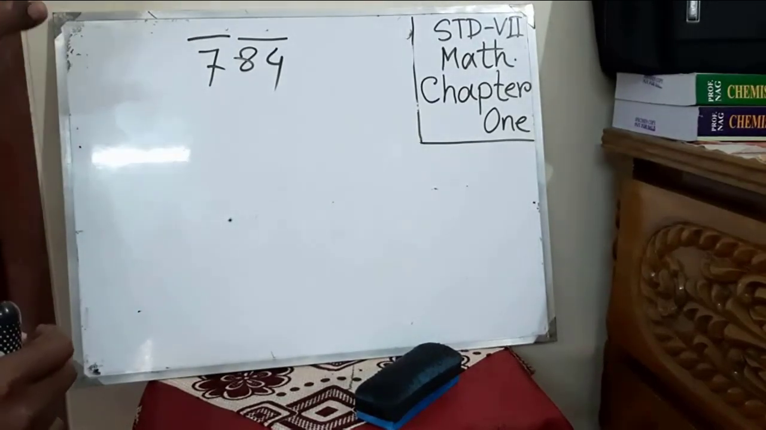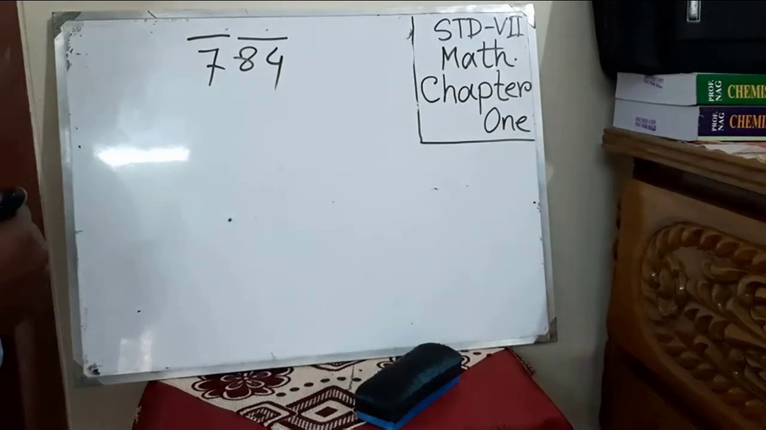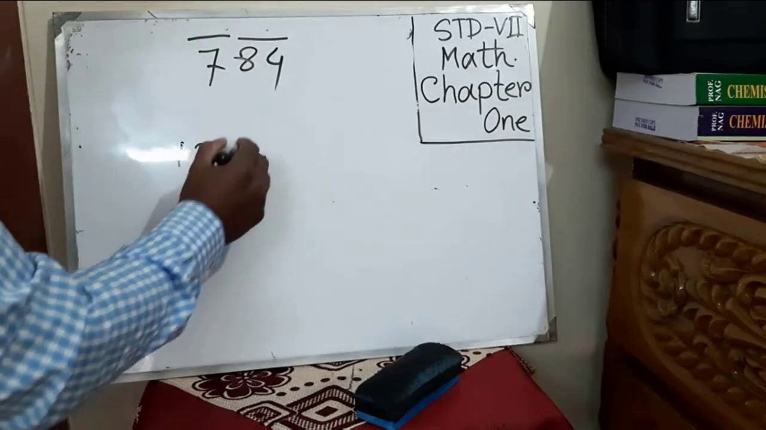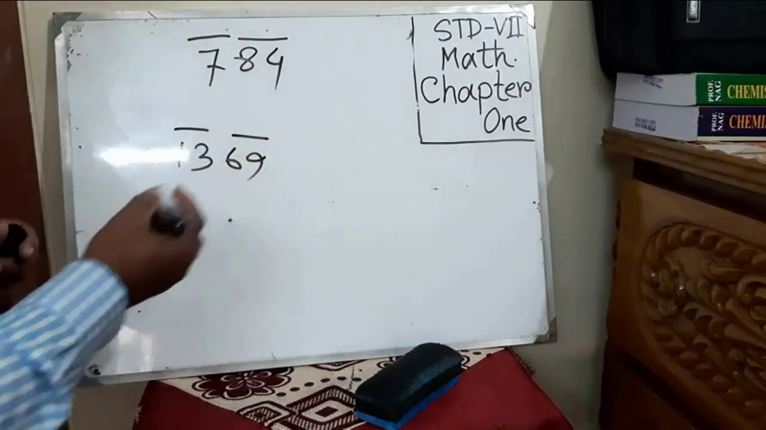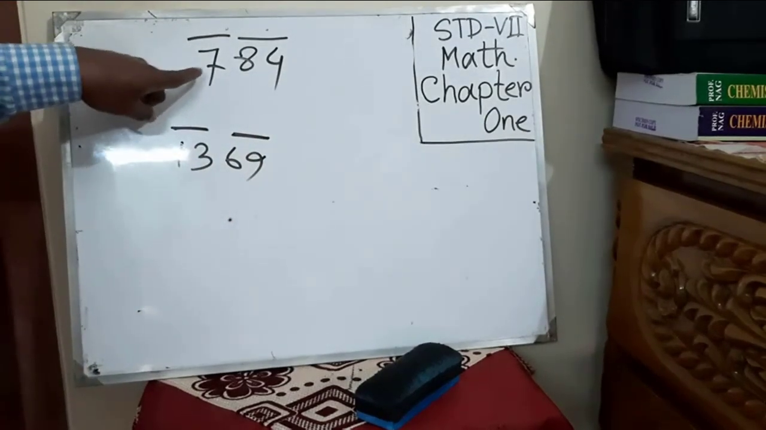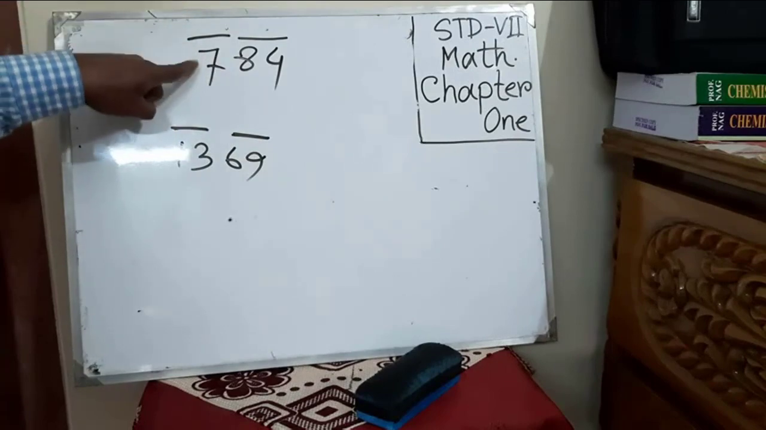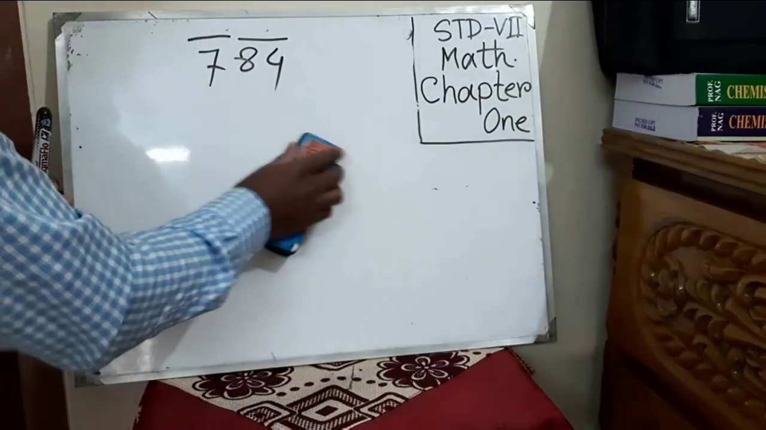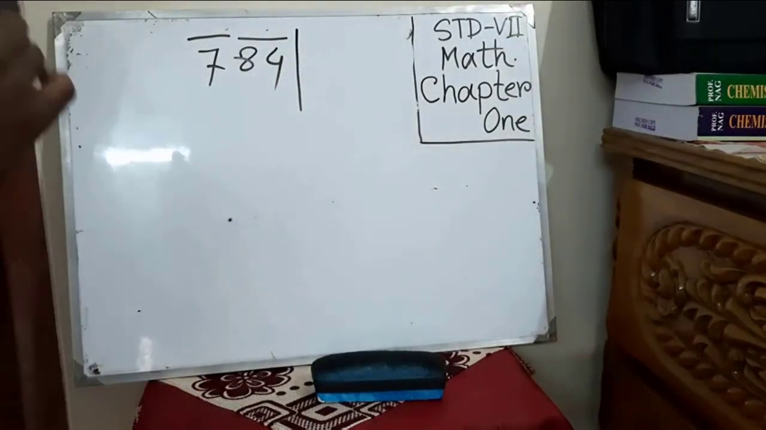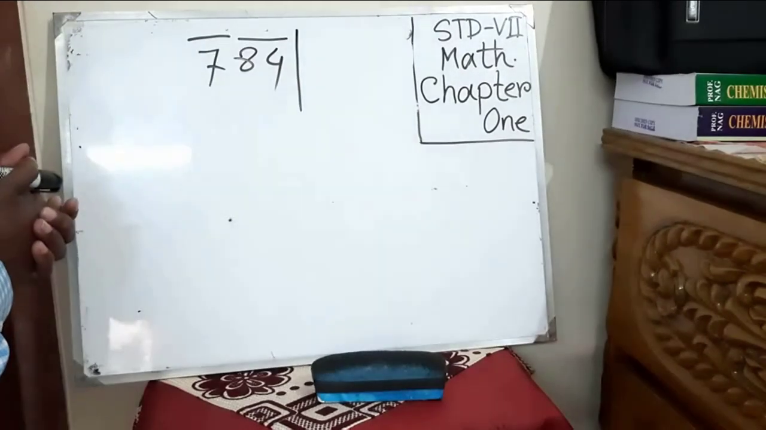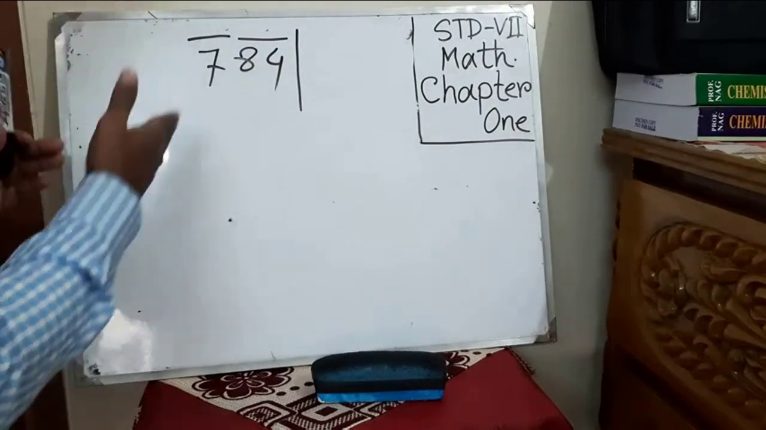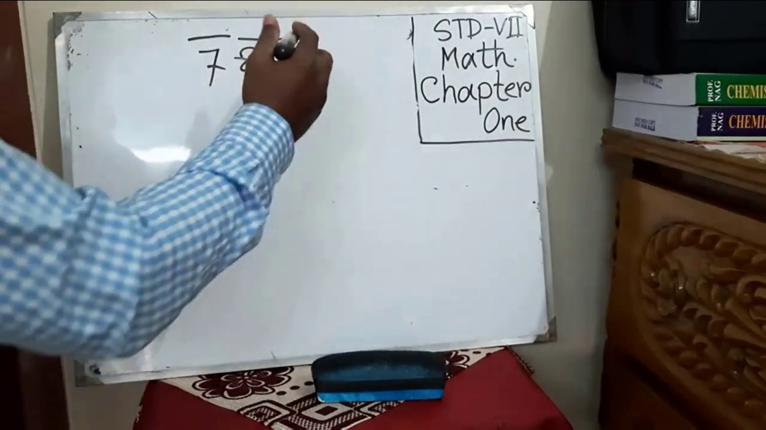So if there are 4 digits, suppose 1369, there are 2 pairs: 69 is one pair and 13 is one pair. But here there are 3 digits, so it will be 1 pair and 1 digit unpaired, no problem. So you will put a line there. So from which digit will you start? Generally we start dividing from the left. So in that case we will do the same thing.